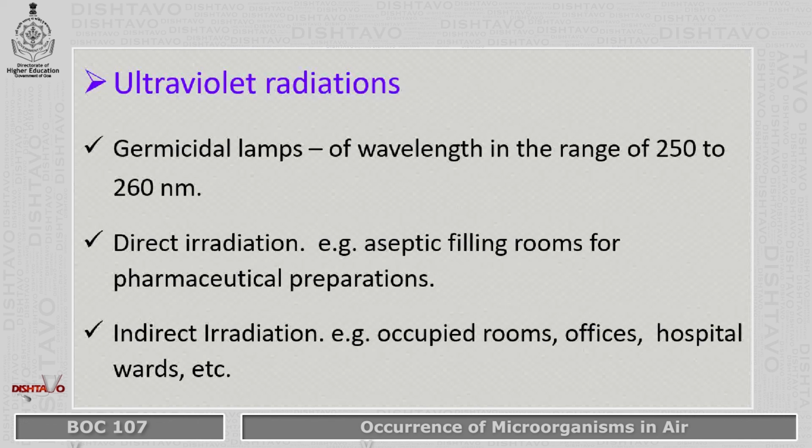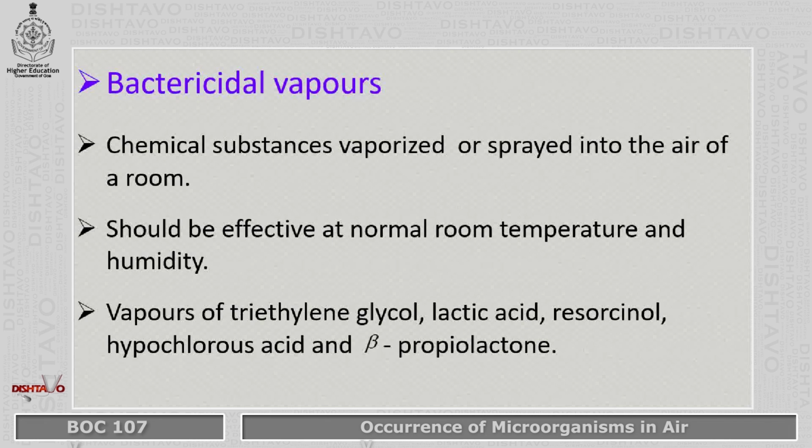Now, this can be done in two ways, either by using direct radiations or indirect radiations. Direct radiation is usually carried out in rooms which are not occupied or in aseptic filling rooms of pharmaceutical preparations. In the case of indirect radiations, these are carried out in occupied rooms, offices, hospital wards, etc., where the radiations will not come in direct contact with the people.